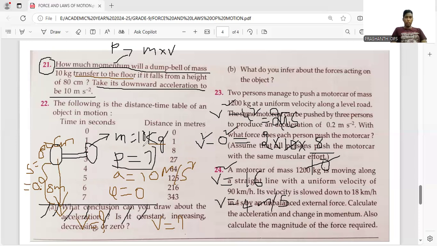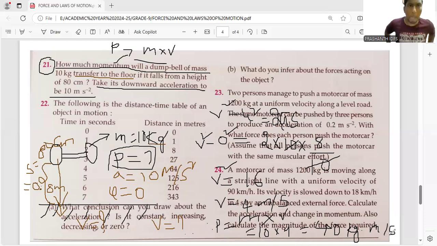But he's asking to find the momentum p. The momentum formula is mass into velocity. So momentum p is equal to m into v. Mass is given as 10 kg. So 10 into 4 is equal to 40 kg meter per second. This is the SI unit of momentum. 40 kg meter per second is the amount of momentum which will transfer to the floor. So this is the answer. Please note it down. Let us go to the next question.